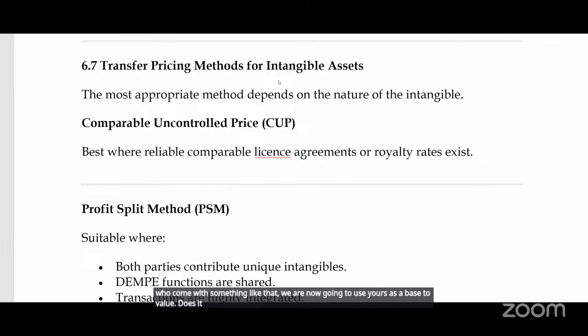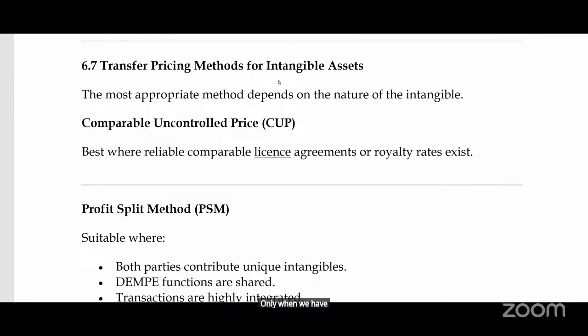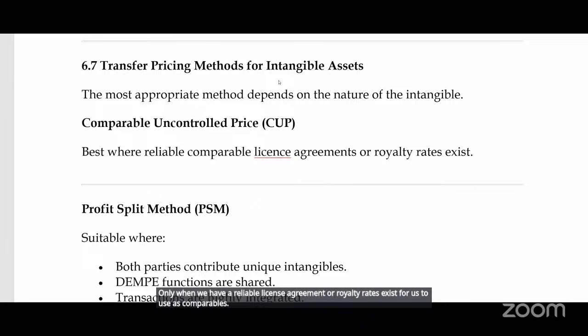Does it make sense? Now, when it comes to intangible assets, the most appropriate transfer pricing method should be the CUP method, only when reliable license agreements or royalty rates exist for us to use as comparables. I get it. So for an intangible asset, if I can see something similar to that, then I can use the CUP method for that.